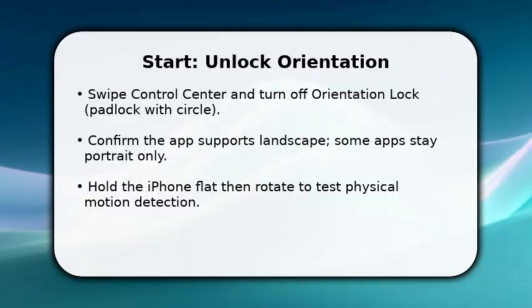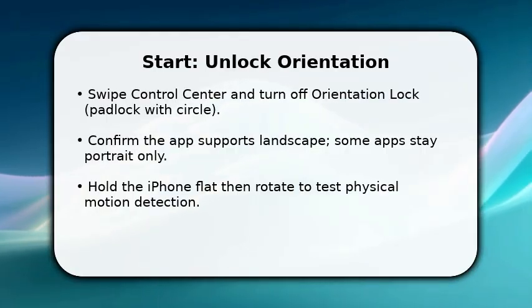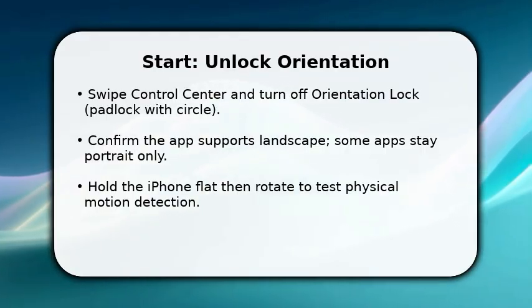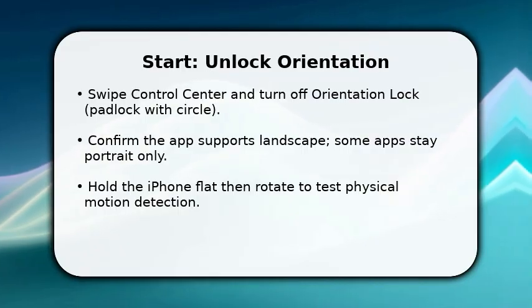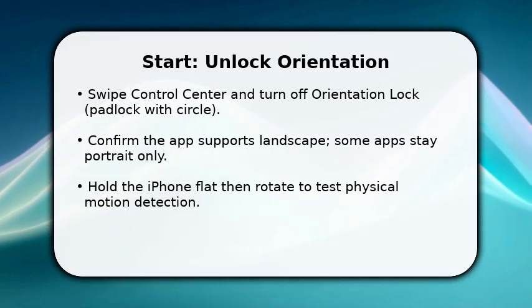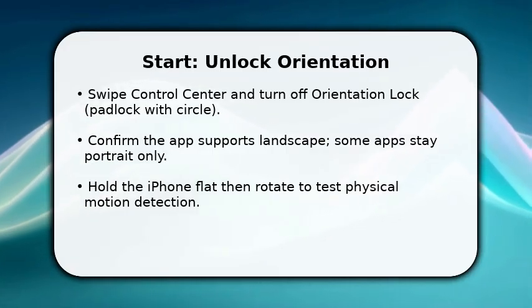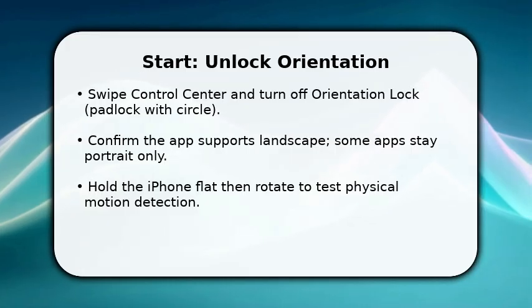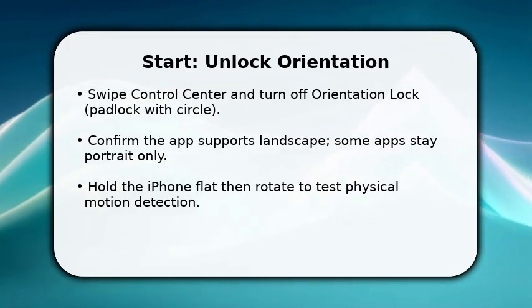Enjoy the video. You're starting with the quickest, most critical step. Turn off Orientation Lock in Control Center and test rotation. Once done, open the app you expect to rotate and try rotating the device. Some apps intentionally remain portrait. Make sure display zoom is set to standard because zoomed mode can prevent rotation.